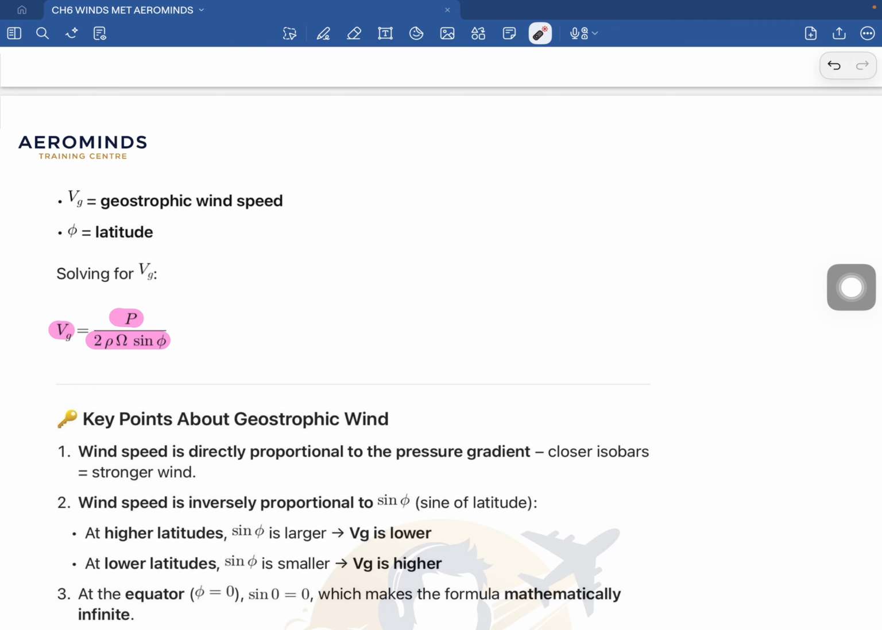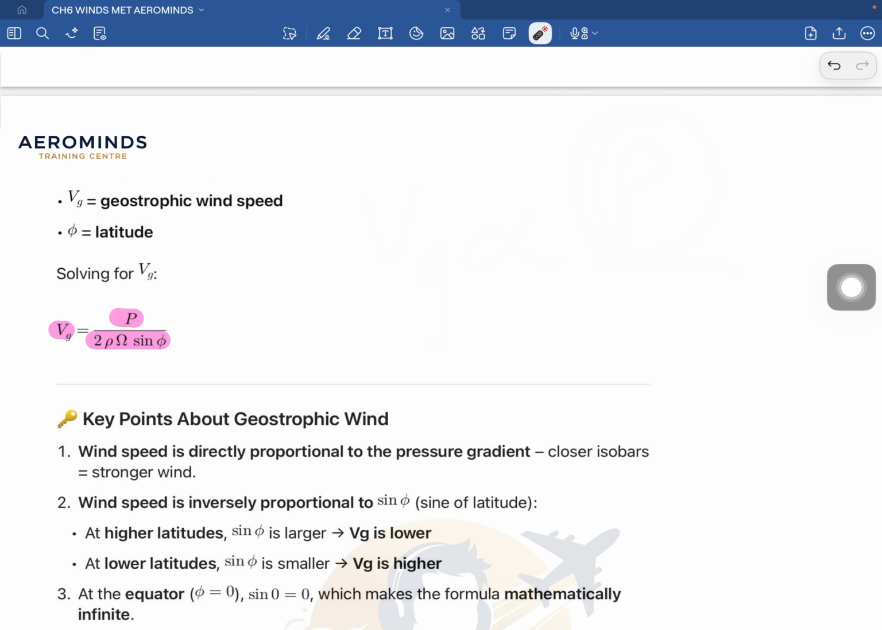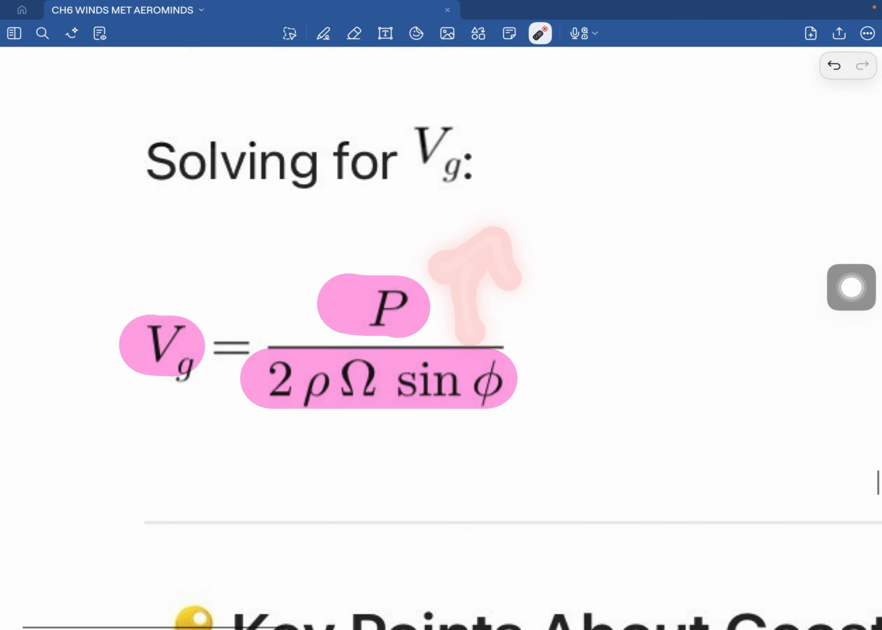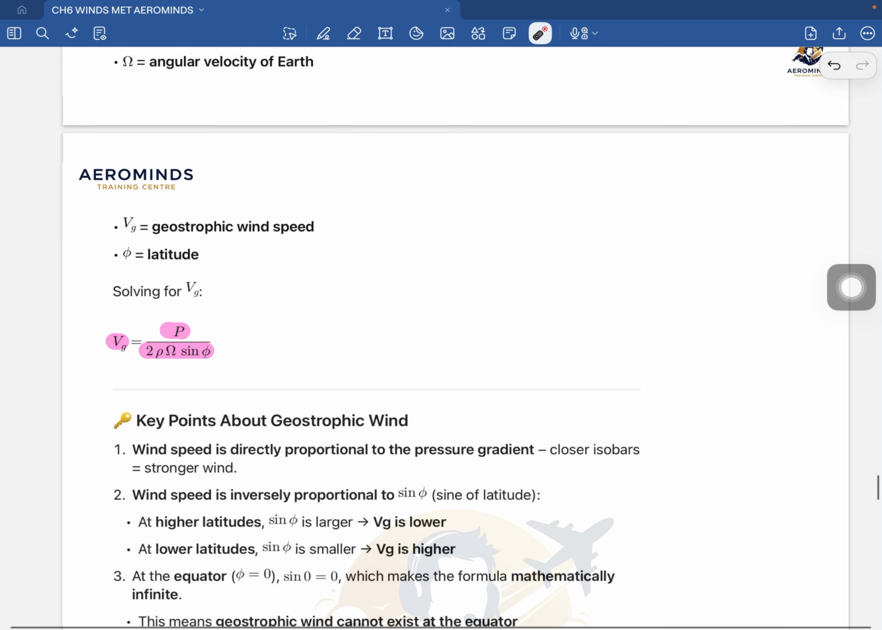Now let us understand what this equation is basically telling us. I hope you like to know the concepts behind these things. First, the geostrophic wind speed is directly proportional to the pressure gradient. That means if the pressure gradient increases, the geostrophic wind speed will increase. This again confirms that the closer the isobars, the stronger the wind speed.